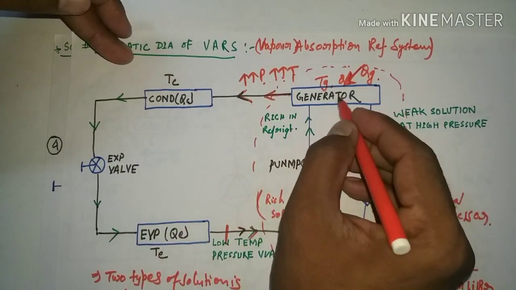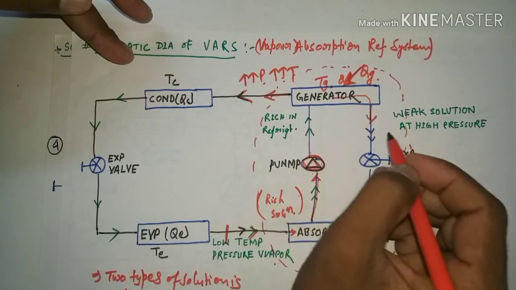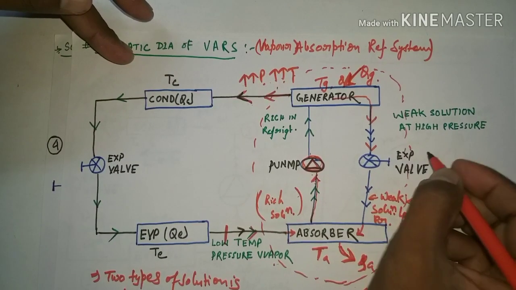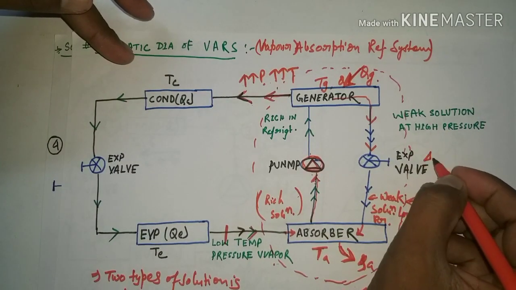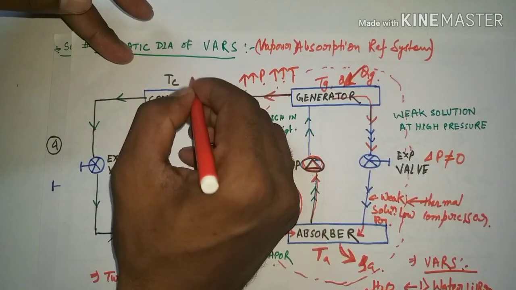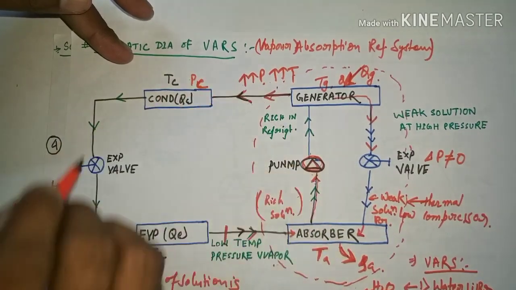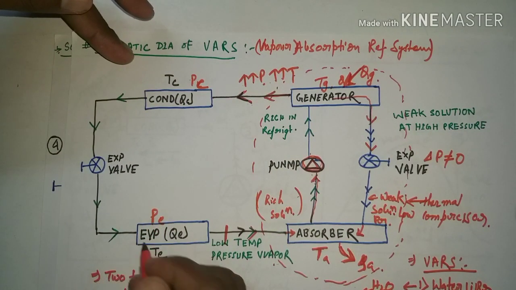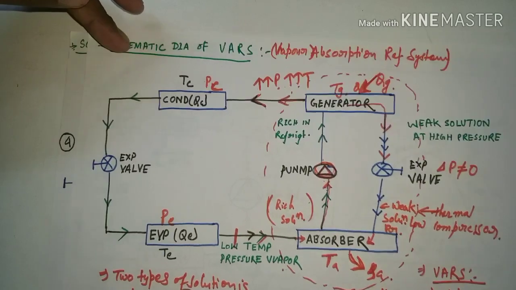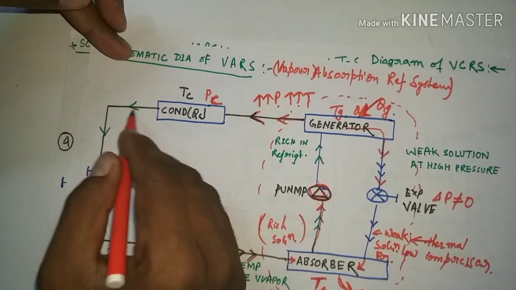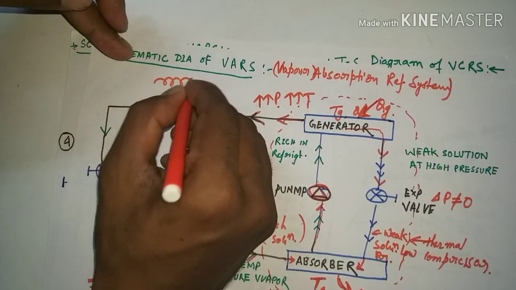Okay, and again weak solution comes this way into the expansion valve. In the expansion valve, pressure changes occur. That means here is the pressure PC, that is the condensation pressure, and here is the pressure PE, the evaporator pressure. The high pressure and high temperature refrigerant goes to the condenser.